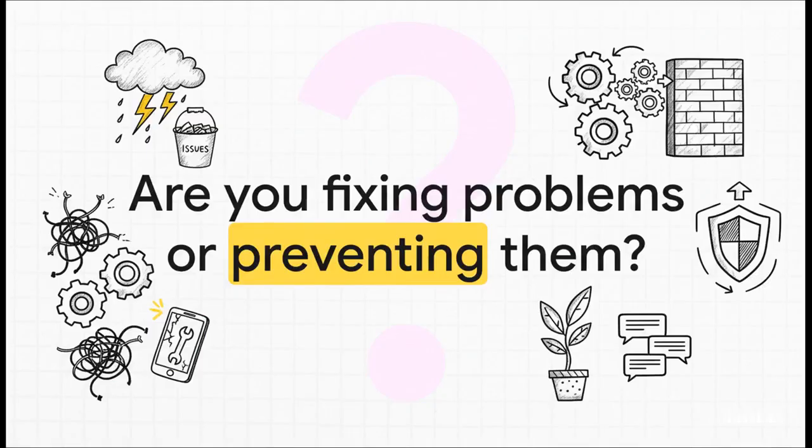Right now, are you stuck in a loop of just fixing problems as they pop up? Or are you proactively building a system to prevent them from ever happening in the first place?